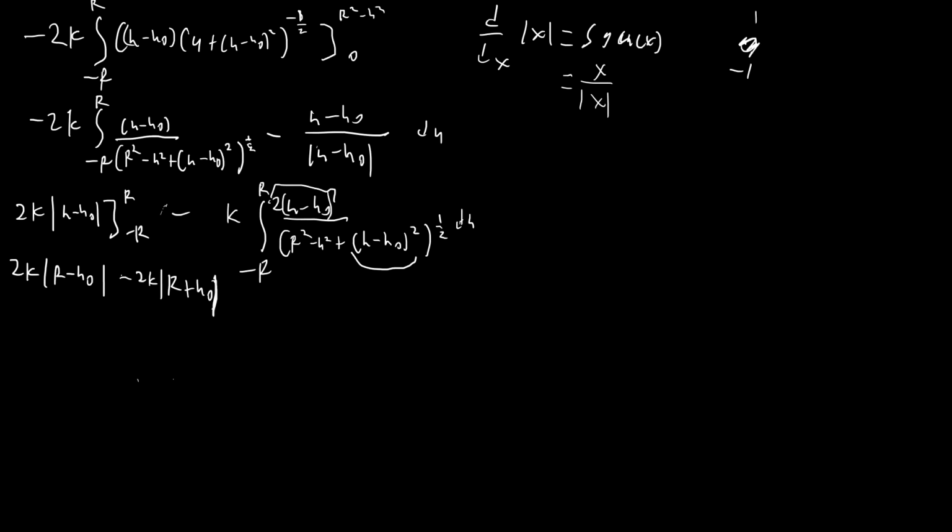Okay, so in order to integrate this nasty part, since we have an h in here and an h0 out here, we're actually going to have to separate this a little bit. So r squared minus h squared plus h squared minus 2h h0 plus h0 squared. And so this is going to cancel, and we're just going to end up with negative 2h h0 plus h0 squared plus r squared. And so I'm going to write that in.